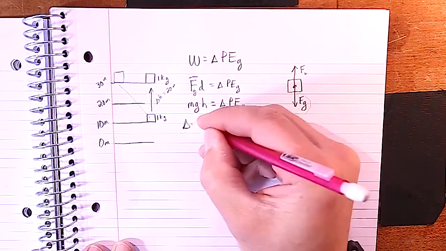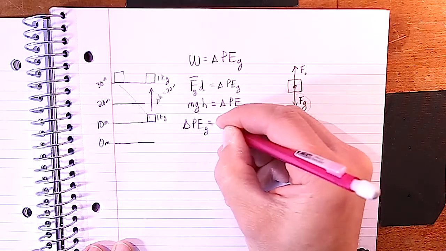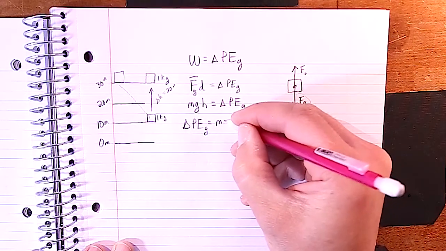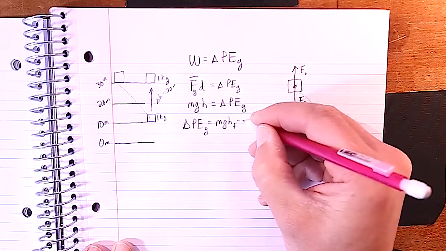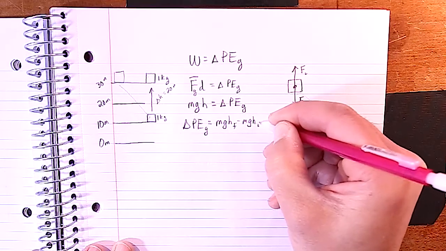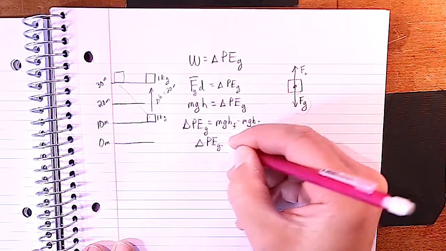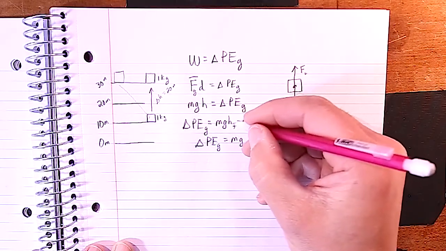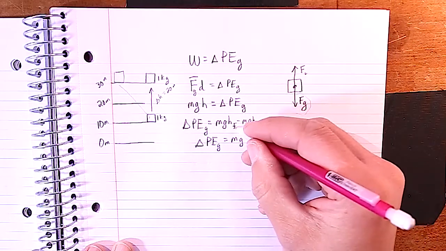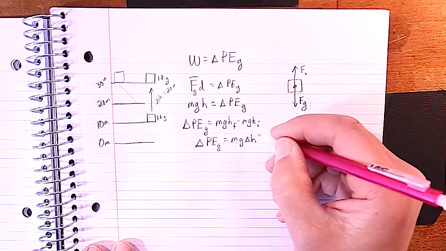But when we talk about change in potential energy, we are dealing with the change in height. So really what we have is mg h final minus mg h initial. So the real definition of PEg is going to be mg, factoring out the mg, that gives us h final minus h initial, or change in height.